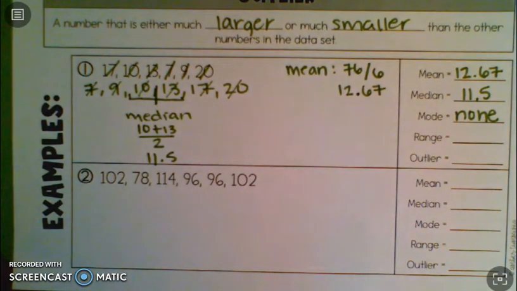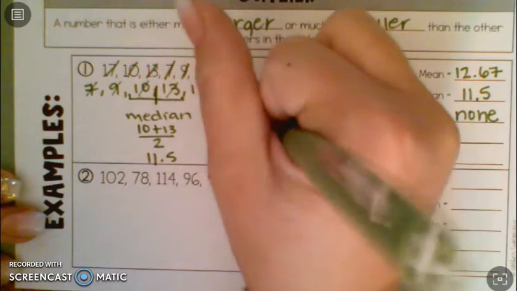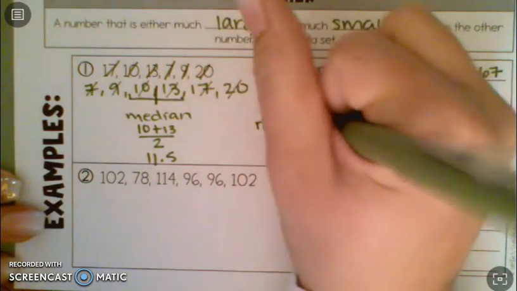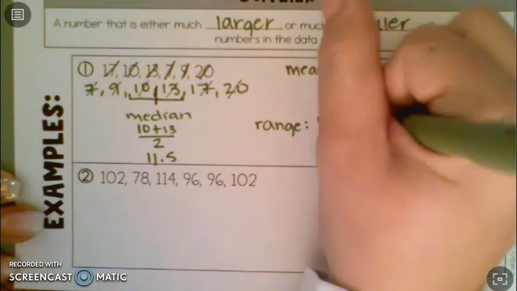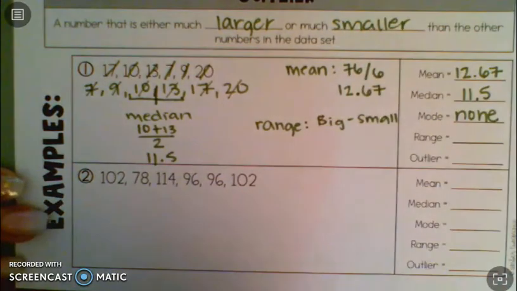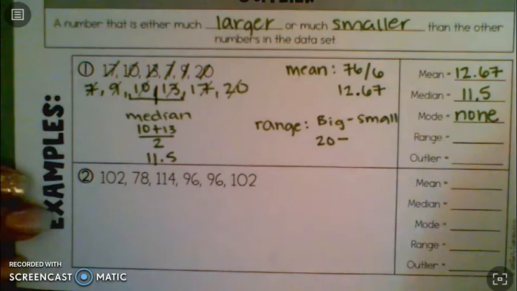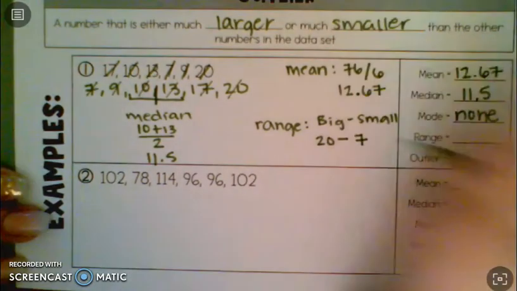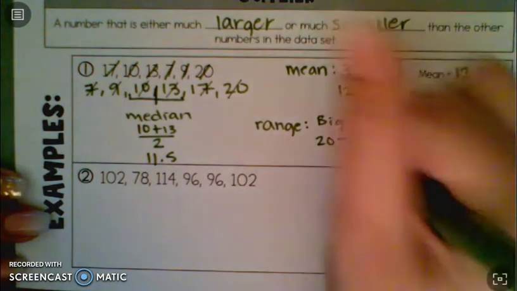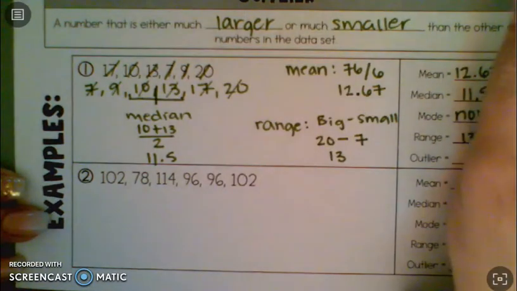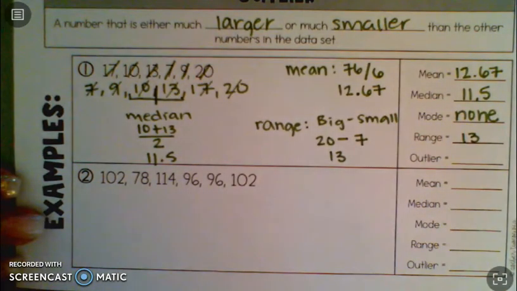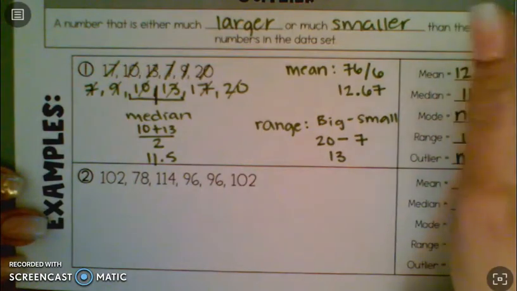Okay, for the range, remember it's the big minus the small. So our biggest number in our data set is 20. Our smallest number is 7. So 20 minus 7 gives us 13. And for the outlier, it has to be one really big number or one really small number, and these are all close together, so there is not an outlier.